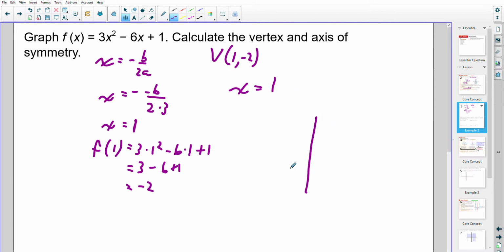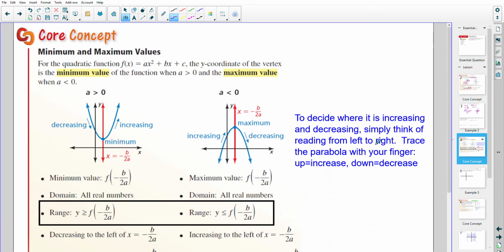If you wanted to draw a quick graph of this, it would just be 1, negative 2 would be down here, and it would be going up. And the axis of symmetry would be going right through that vertex. But this is answering those two questions.